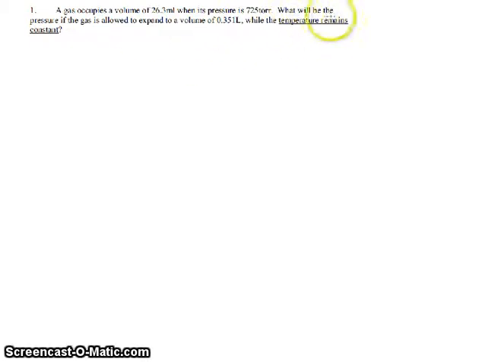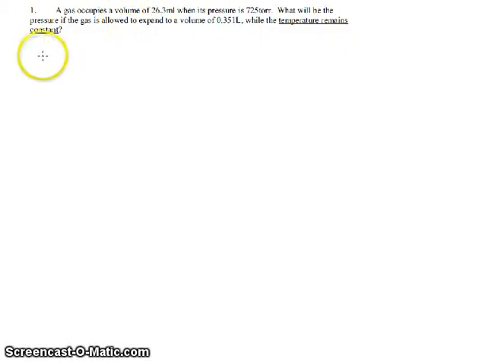So this here, the temperature remaining constant, just means our temperature is not changing. Because our temperature is not changing, it would be the same on both sides of the equation, so we can just ignore temperature. Temperature is not going to be a variable for one of these problems. So the first thing we do after we've read the problem is to identify the variables.